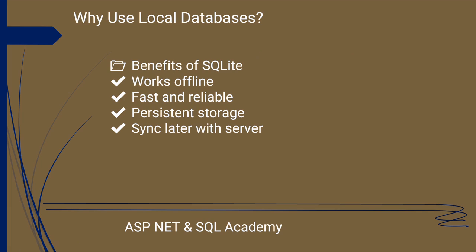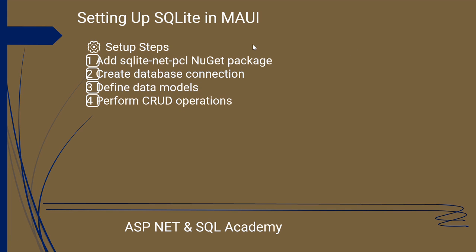Local databases allow your app to work even without internet. SQLite is widely used for small to medium data needs. Add the popular sqlite-net package, set up your database file, and define your data models to get started.